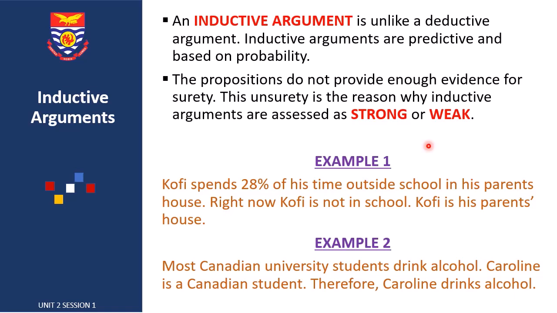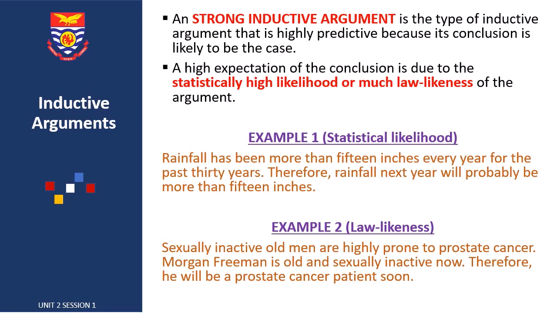Let's look at a second example. Most Canadian university students drink alcohol. Caroline is a Canadian student, therefore Caroline drinks alcohol. This is also an inductive argument because the grounds available do not necessitate us accepting the conclusion being established. A strong inductive argument is the type of argument where there is either a statistically high likelihood or a very low likelihood of the argument being rejected.